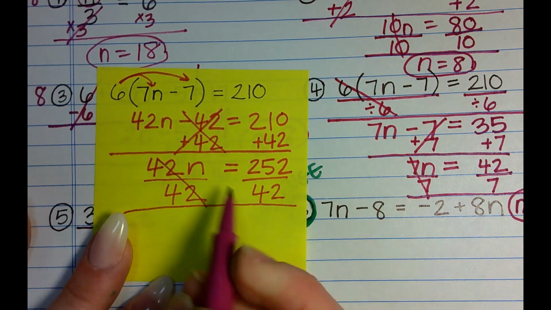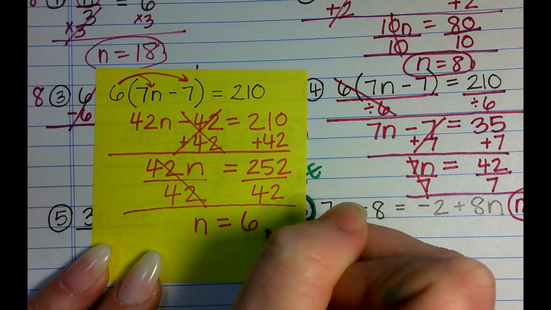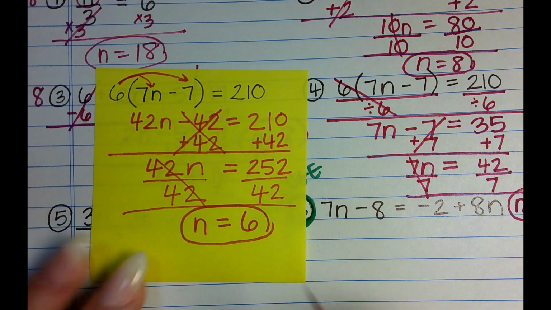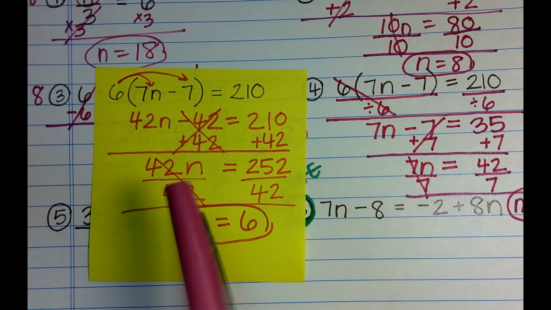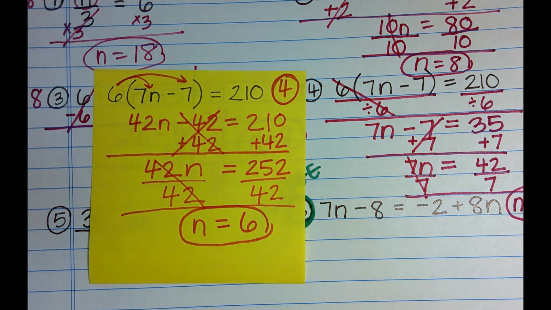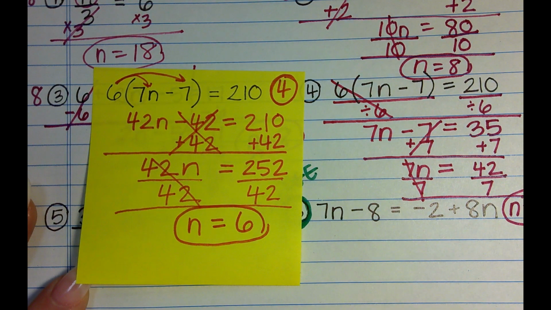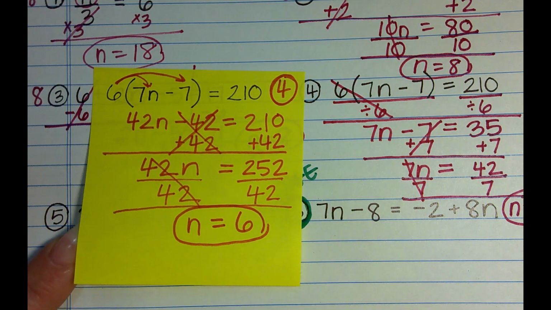Sure enough, we get the same answer. N equals 6. 252 divided by 42. Good. So that's another way to solve number 4. You get the same answer. Any questions on number 4? Okay.